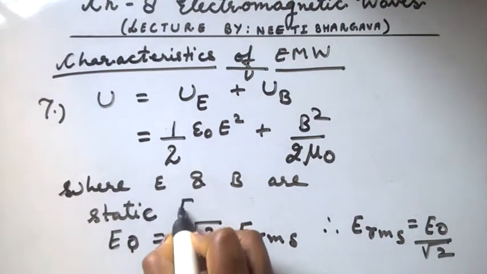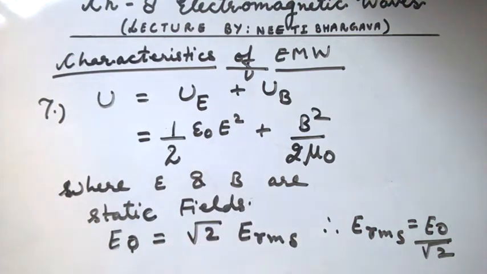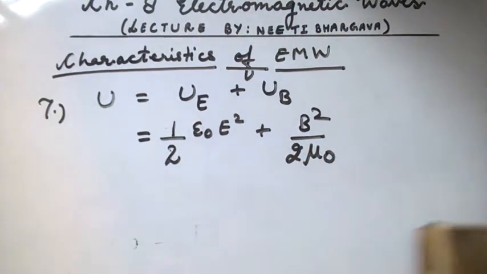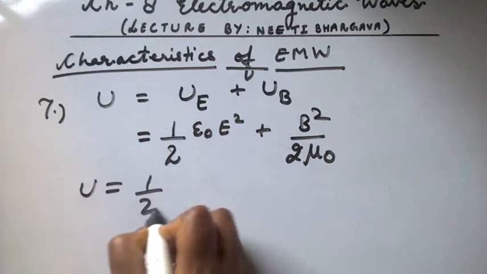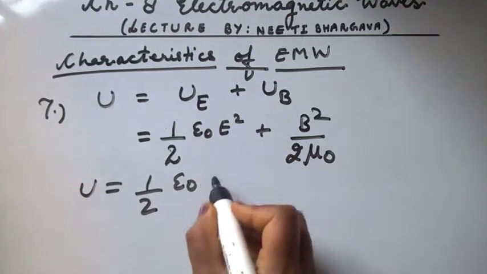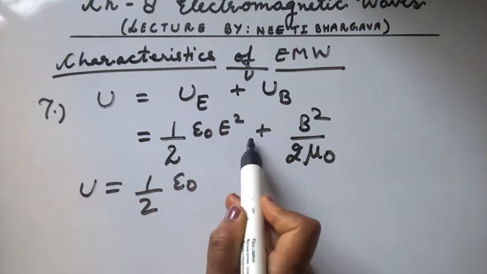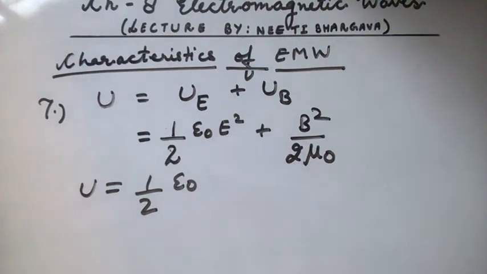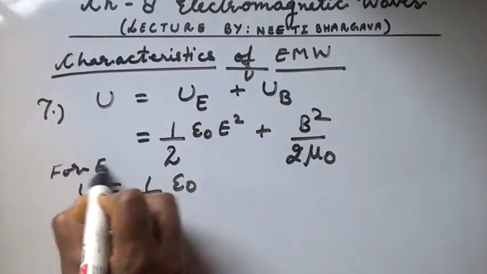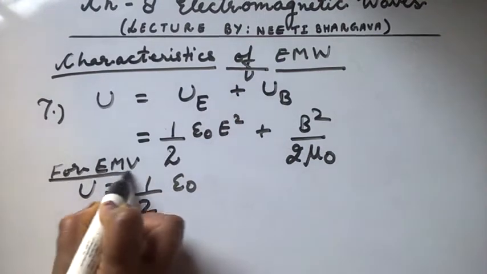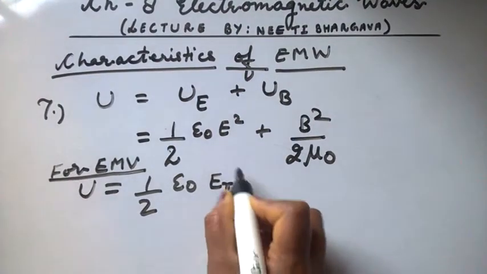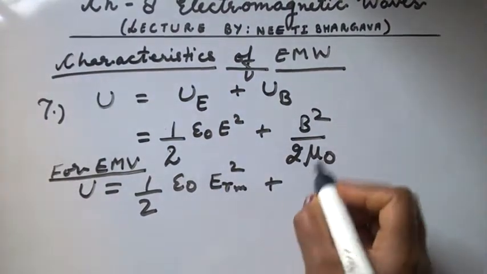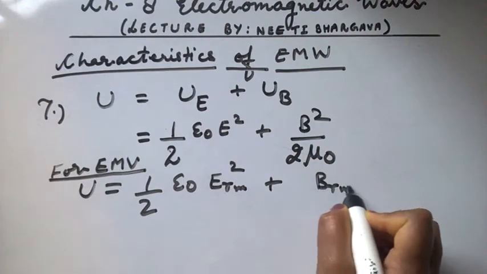These are static fields, and thus we will write the average energy density U is equal to half epsilon naught E, replaced by ERMS, and for an electromagnetic wave, U is equal to half epsilon naught ERMS square plus BRMS square by mu naught.